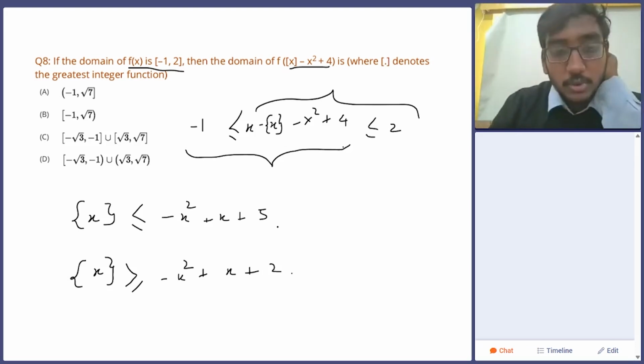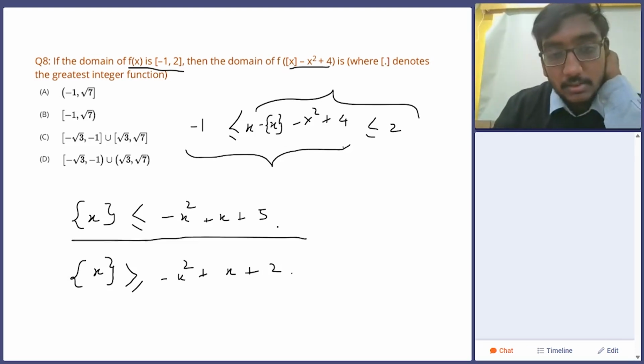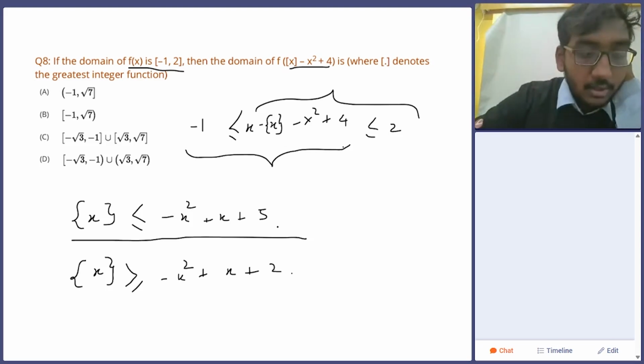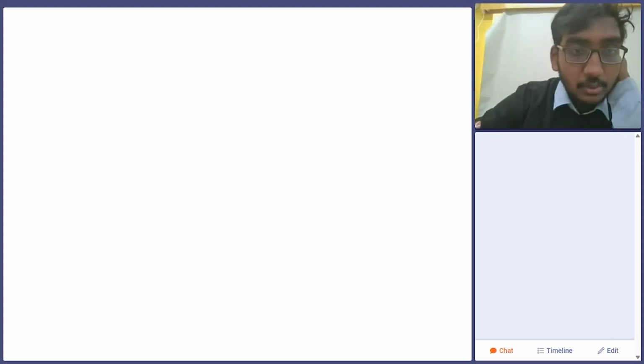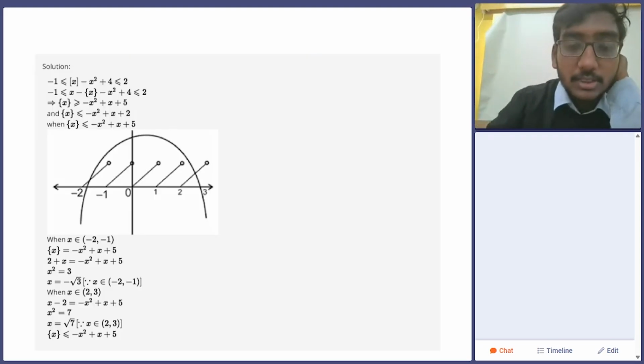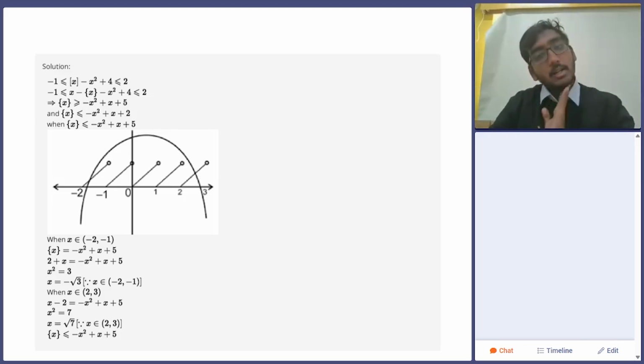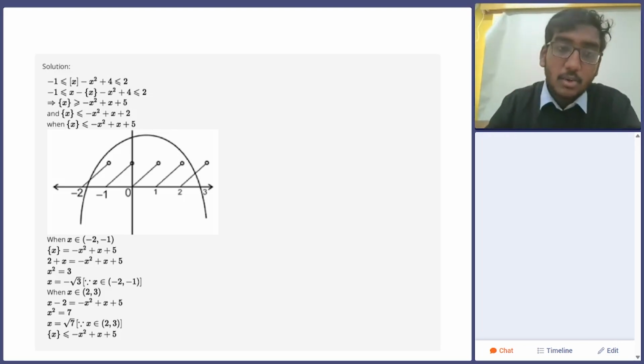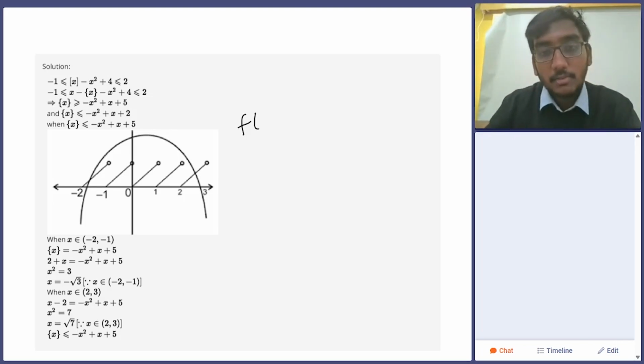Okay, so let us first solve the first inequality. Okay, we'll directly go to the graph. Yes, this is the graph of the first inequality. This particular graph is actually a parabola denoting this particular f of x, which is equal to minus x square plus x plus 5.